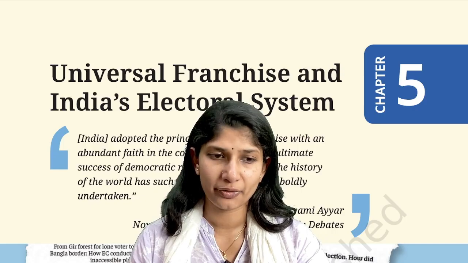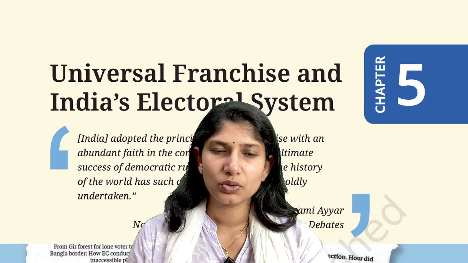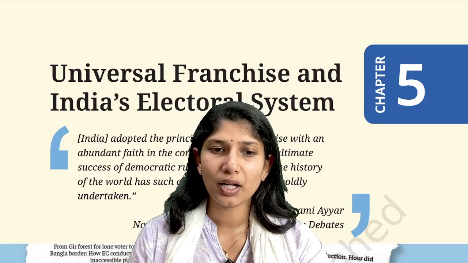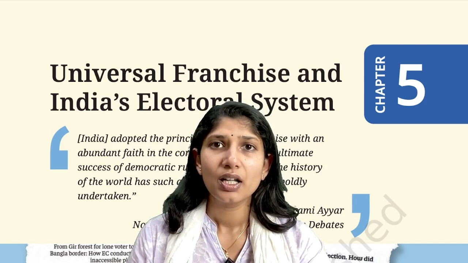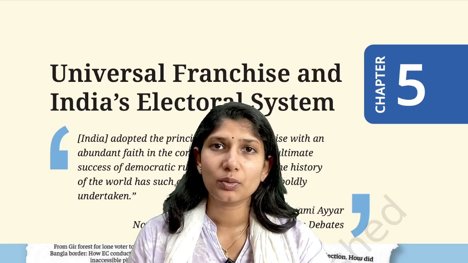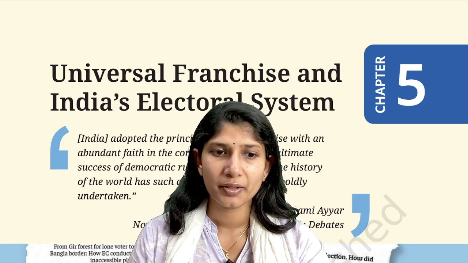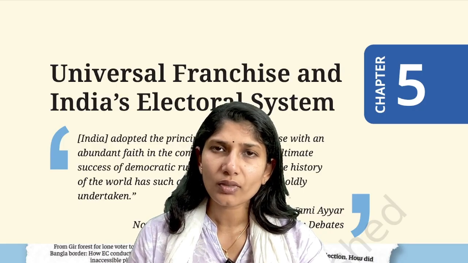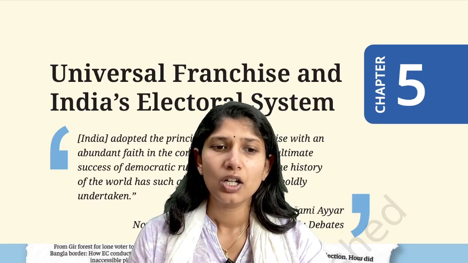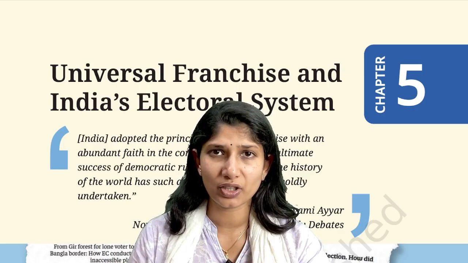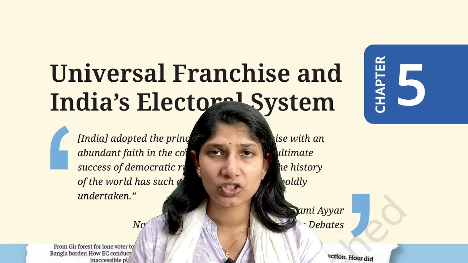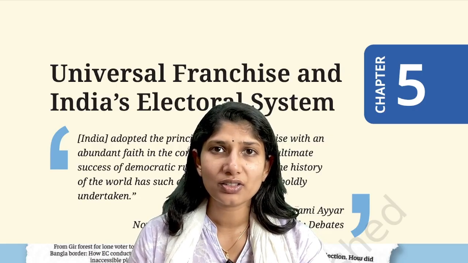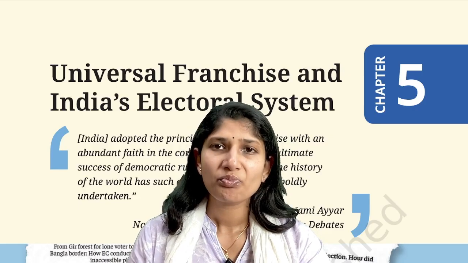a bigger difference. Now, with respect to this chapter, they start off with how, despite a very low literacy level, which at that point of time in India was roughly just 14% in 1947, the constitution makers still decided that we have to adopt universal adult franchise and let us trust the common man. This trust is what has brought us a long way in democracy.